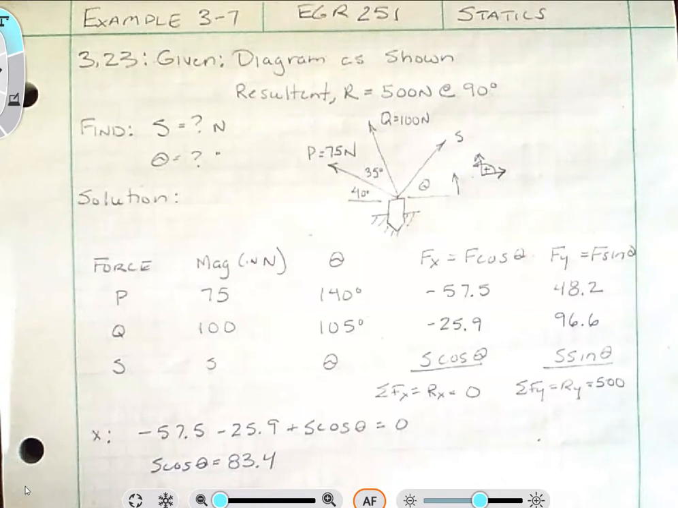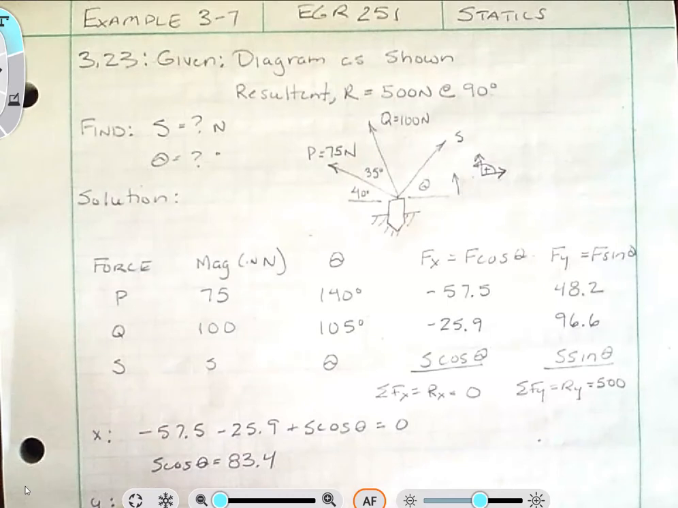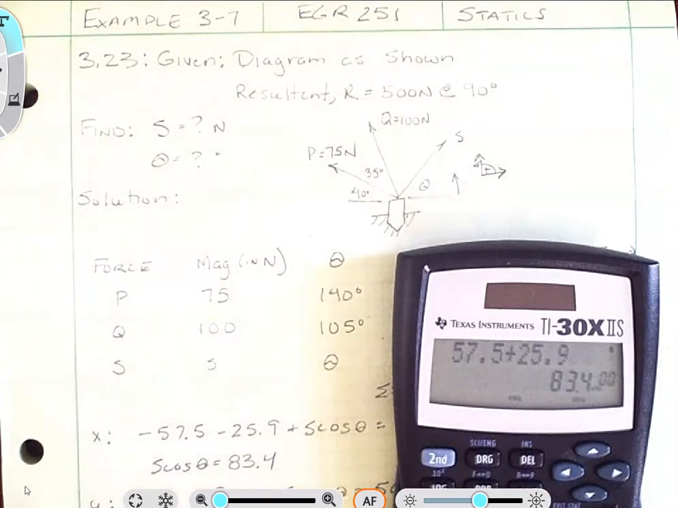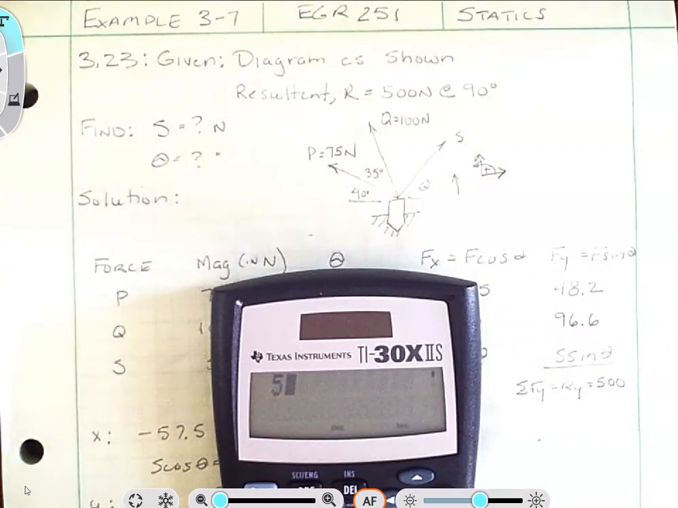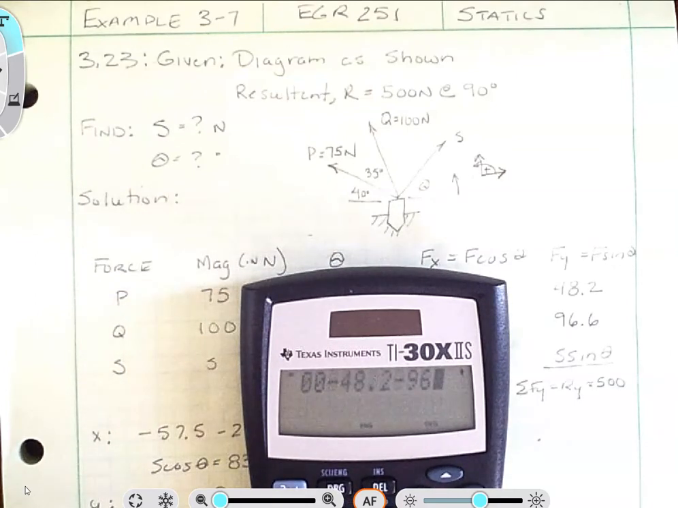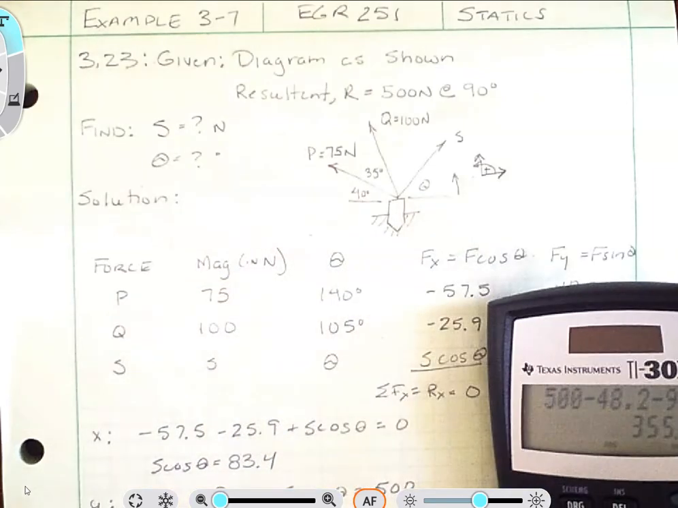All right. Down here, we have Y. We have our two values, 48.2, plus 96.6 plus S sine theta equals 500. So we can rewrite this, of course. S sine theta is going to be equal to 500 minus 48.2 minus 96.6. All right, so that comes out to be 355.